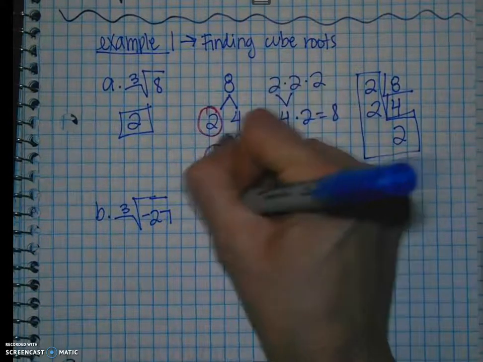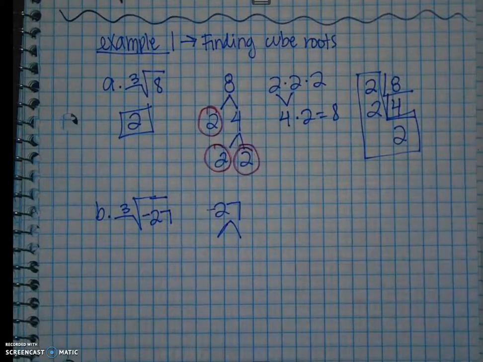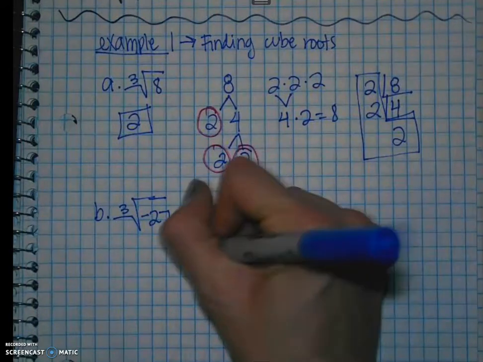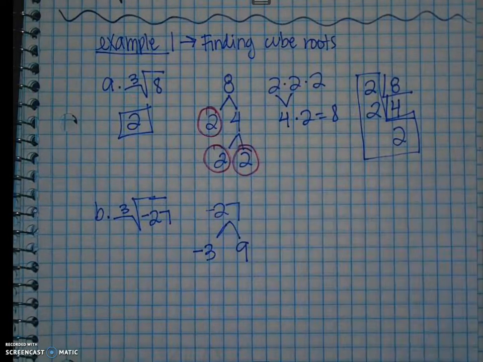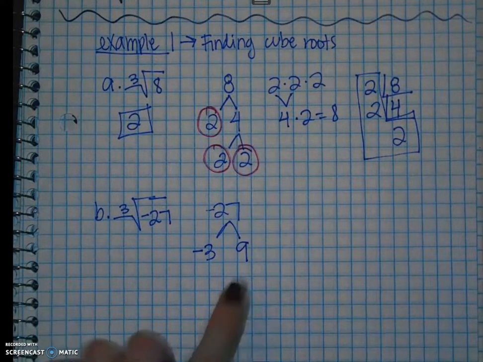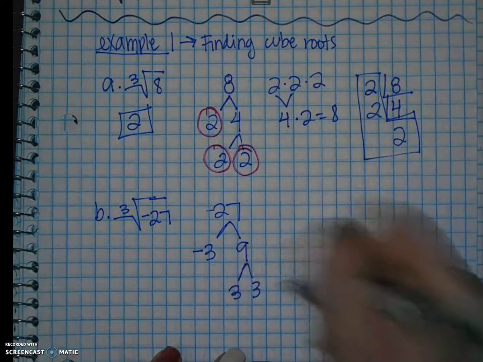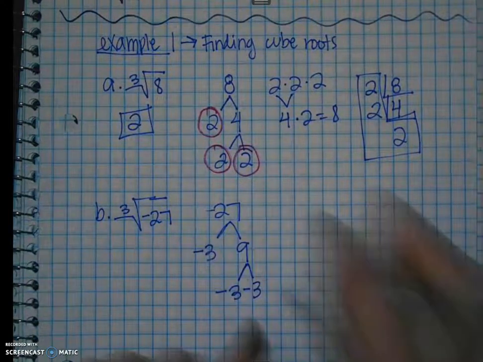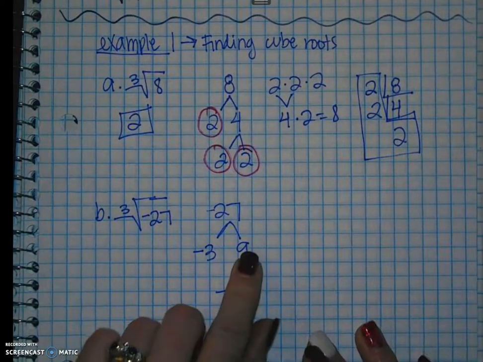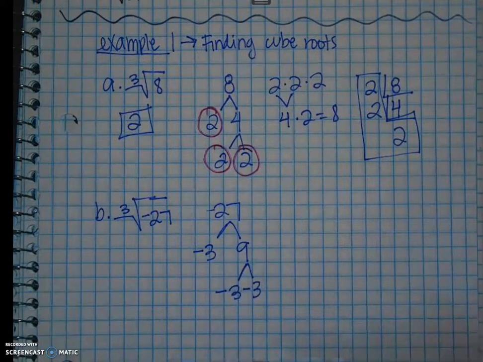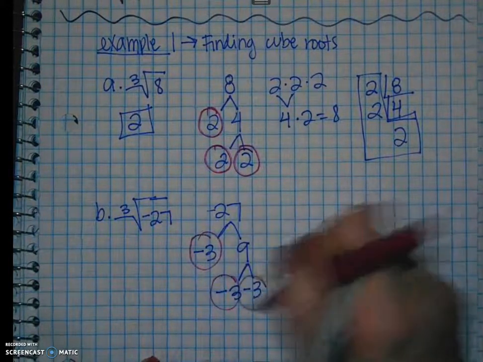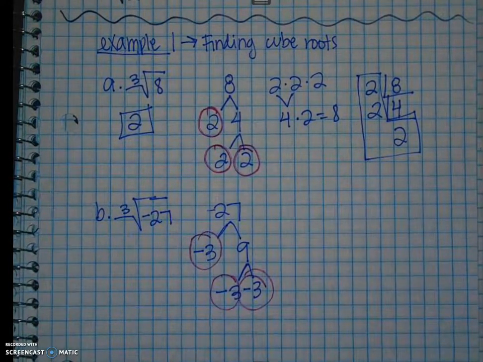If we break it down, what numbers go into negative 27? Well, we know that we have negative 3 times 9, right? And then what number goes into 9? Well, you can also have 3 and 3. But think about it. A negative times a negative gives you a positive. And then you have the same thing. You have 3 negative 3's left over, meaning that that is the cube root of negative 27.